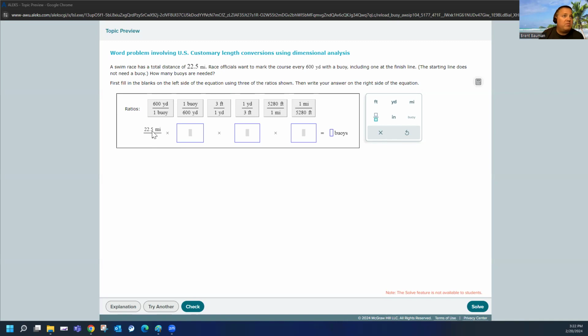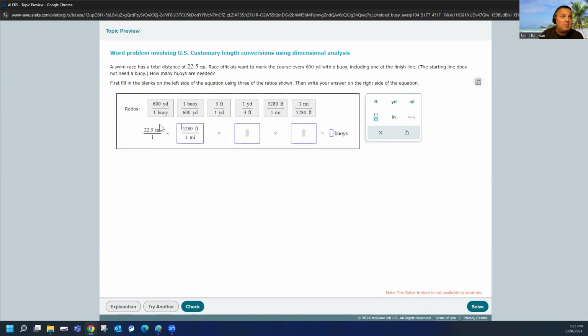So we have 22.5 miles, and we're going to convert that. That means we need miles in the denominator so that it'll cancel out, and something in the numerator that will be beneficial for us. So let's see what our options are for miles in the denominator. There's only one option. This option takes us from miles to feet. We're trying to get to yards eventually, so hopefully there's that connection, that if we're in feet, then we can go from feet to yards. So we're going to use this one, 5,280 feet per 1 mile.